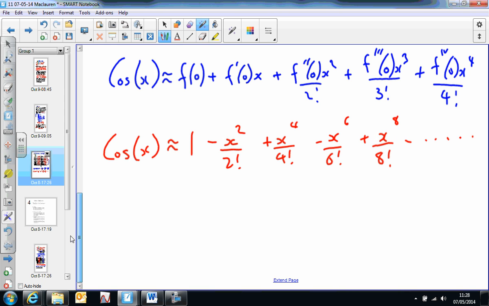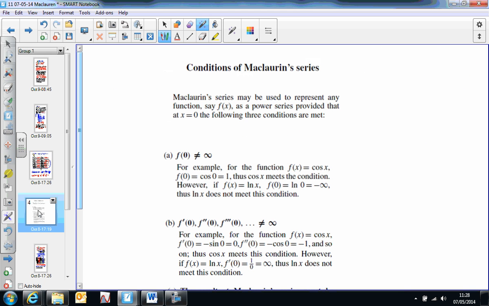We got it by differentiating cos x successively and working out the value of each when x is 0, and then plugging those into this Maclaurin series. And that's it. The only difficulty is when you've got an awkward thing to differentiate. So let's just have a look at an example of one where we've got an awkward thing to differentiate.